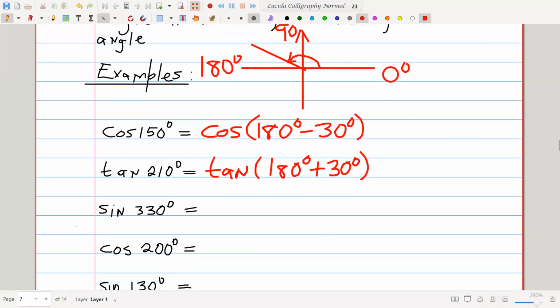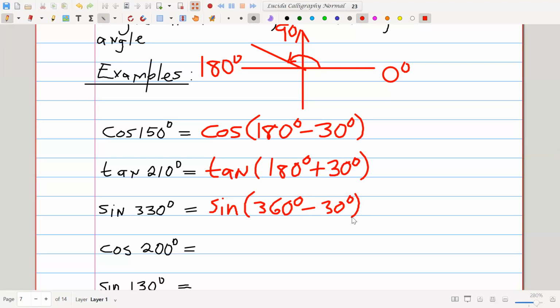And then look at sine 330. 330 is in the fourth quadrant. So how can you write that in terms of an acute angle? That's very simple. Think of 360, because now you are somewhere here. You have 360, so you can write this as sine of 360 degrees minus something. What is that something? It has to be 30 degrees. And then this will give you 330.